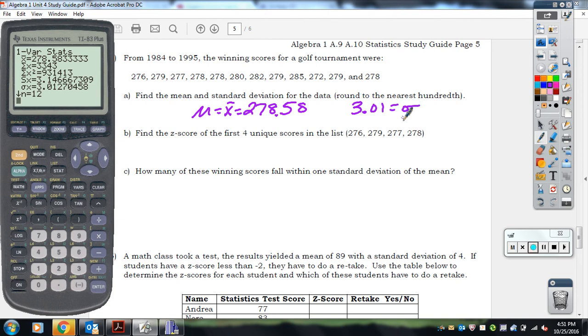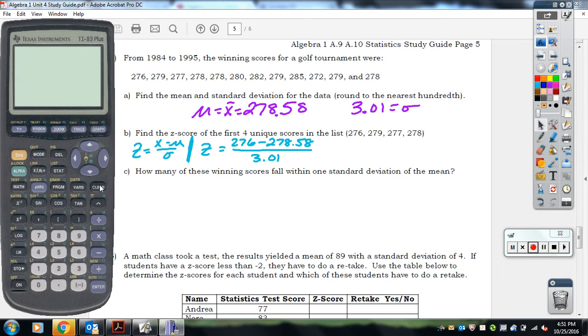B is to find the z-score for the first 4 unique scores in the list. So I'm going to find the z-score for each of those 4 by using this information. We know that the z-score equals x minus mu all over sigma. So the z-score for the first one is 276 minus 278.58, all divided by 3.01. We can put this in your calculator if you're careful with how you do it. You put in parentheses 276 minus 278.58, close the parentheses, divide that by 3.01. So I got the first one.